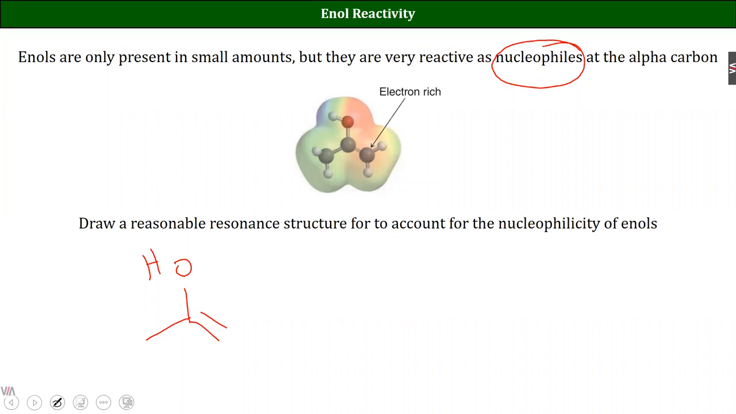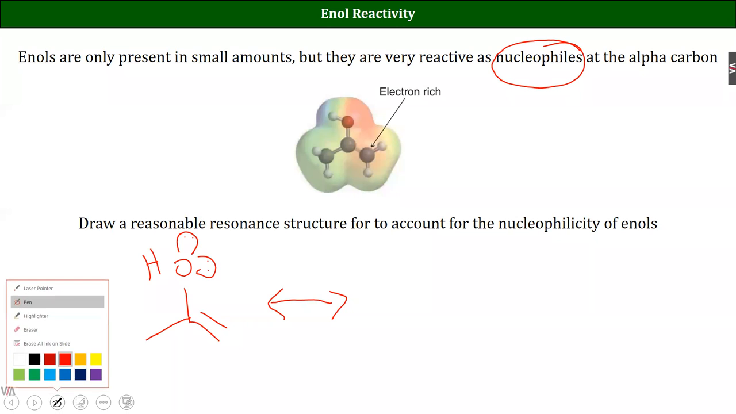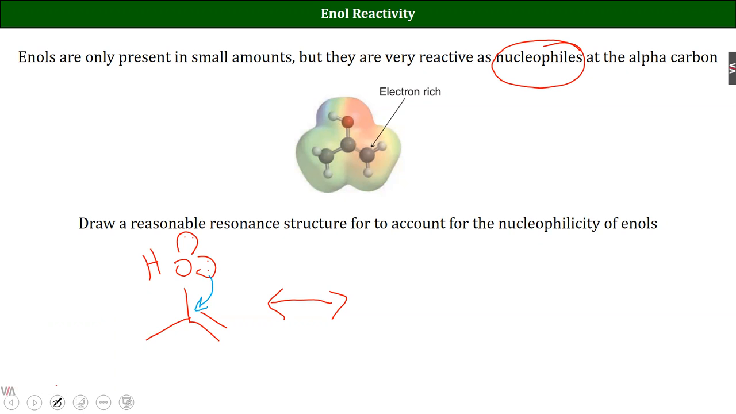Well, if there's negative charge on the oxygen, then that would make the oxygen act as a nucleophile, right? But if the alpha carbon is going to act as a nucleophile, then we want the one where the negative charge is on the carbon. So if we had a lone pair from the oxygen move down, and those pi electrons move over to the carbon, we get a resonance structure that looks like a positive charge on the oxygen and a negative charge on the alpha carbon. And now all of a sudden we've got a carbon with a lone pair, essentially.